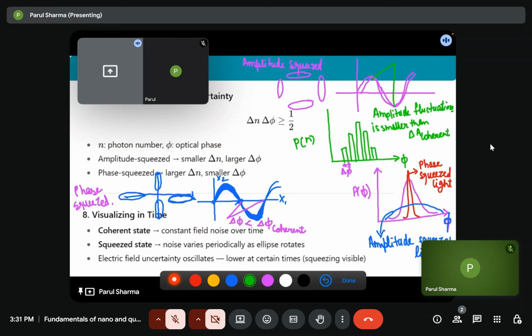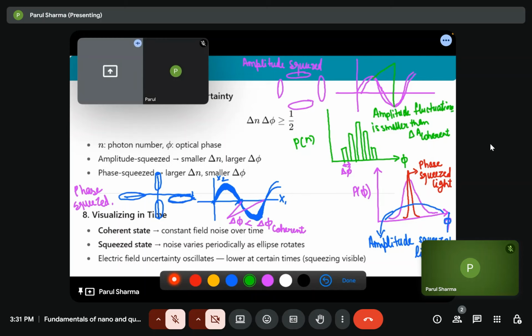We will see that uncertainty in phase, for the case of phase squeezed state, uncertainty in phase is lesser than coherent state. Similarly, for the amplitude squeezed state, uncertainty in amplitude is smaller than the coherent state.